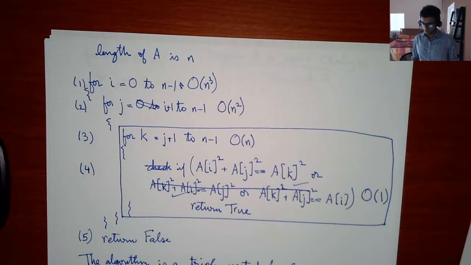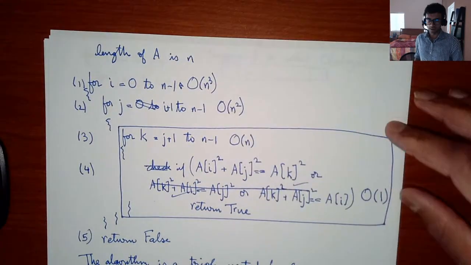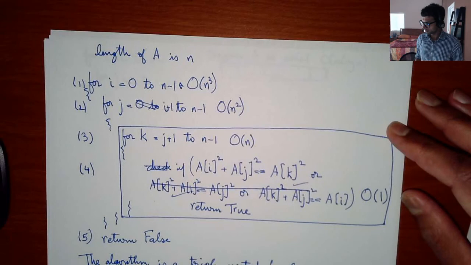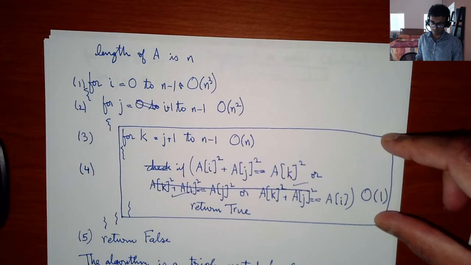Does this process become easier in any way? Professor, could you repeat the question one more time? Sure. So let's just say that A is sorted. If the array was sorted, does this part become easier? Now, what is this part doing?